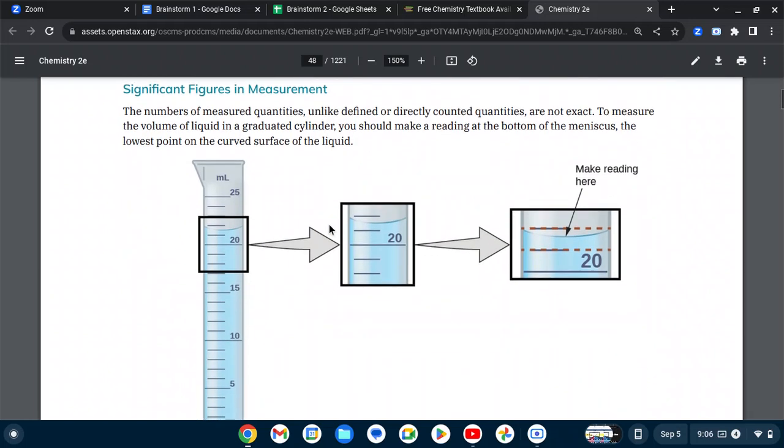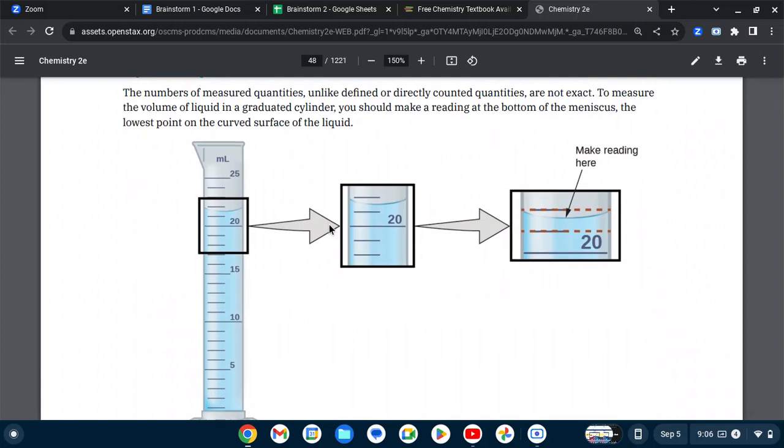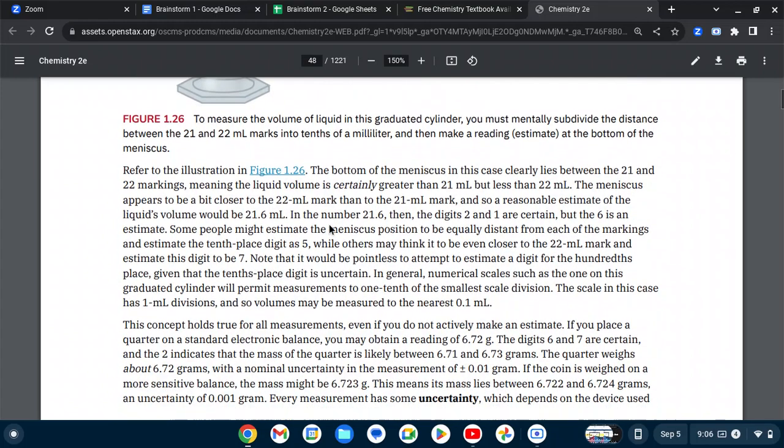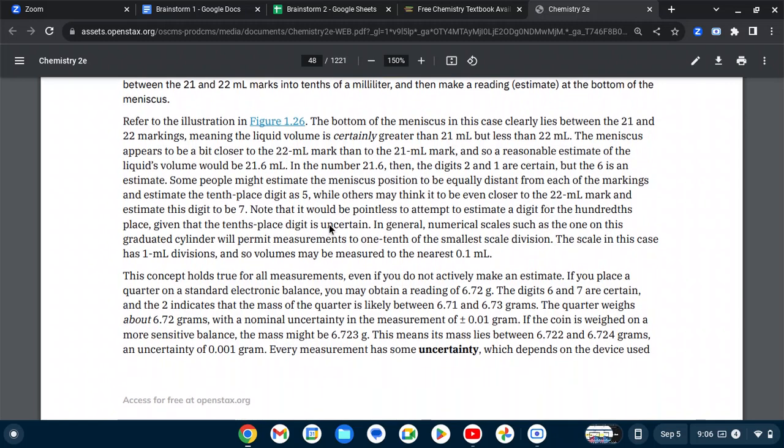Significant figures in measurement. The numbers of measured quantities, unlike defined or directly counted quantities, are not exact. To measure the volume of liquid in a graduated cylinder, you should make a reading at the bottom of the meniscus, the lowest point on the curved surface of the liquid. Refer to the illustration in figure 1.26.